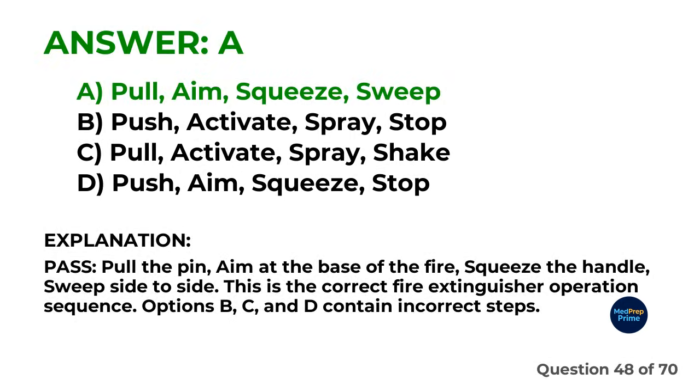Correct answer, A. PASS: pull the pin, aim at the base of the fire, squeeze the handle, sweep side to side. This is the correct fire extinguisher operation sequence. Options B, C, and D contain incorrect steps.